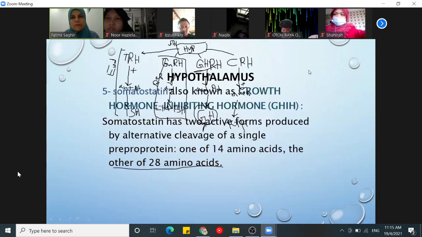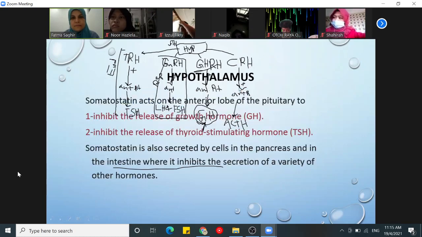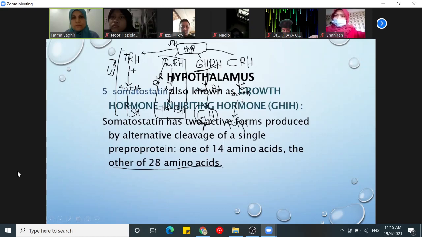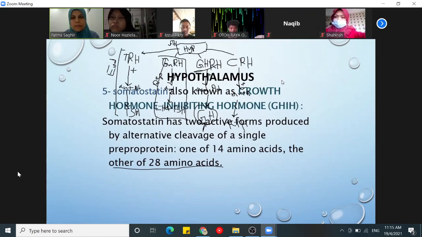Okay? Then we have another hormone. We call it somatostatin, which is here number 5, isn't it? So we have somatostatin also, a hormone produced and secreted by hypothalamus. This hormone has another name, which is growth hormone inhibiting hormone.